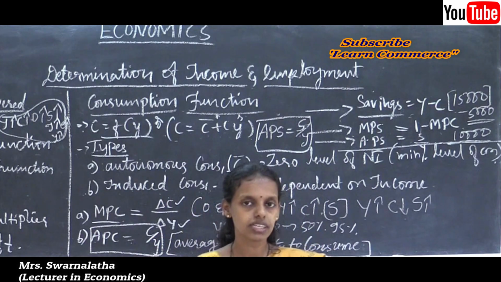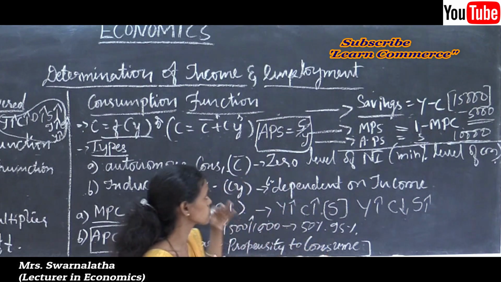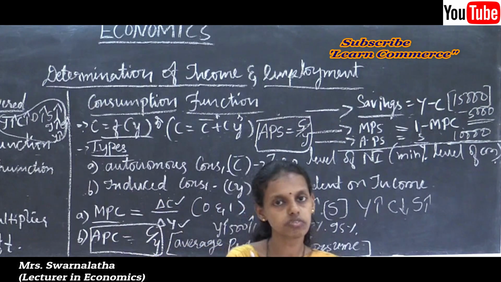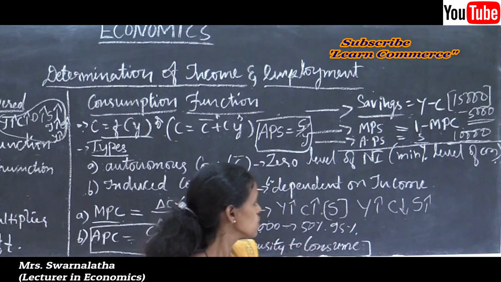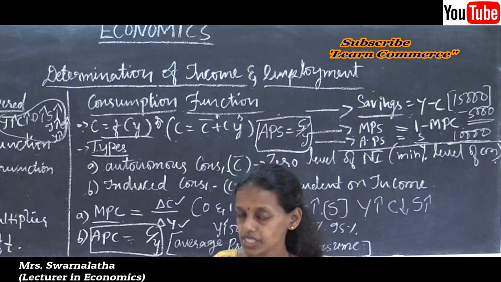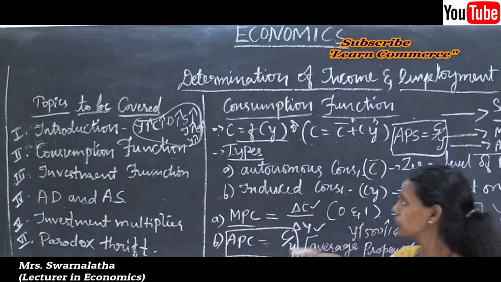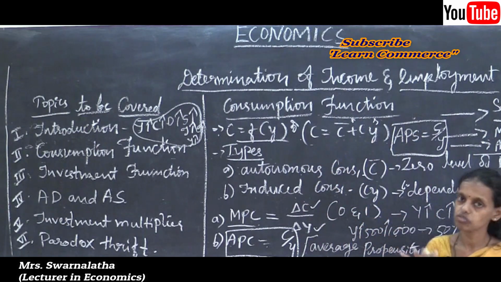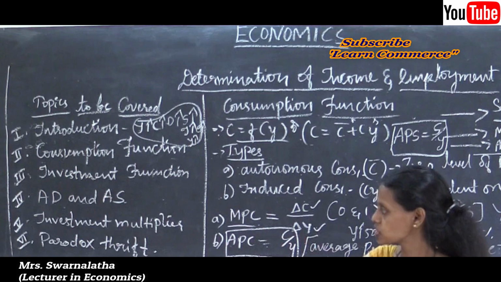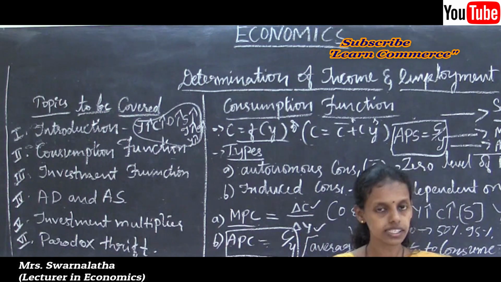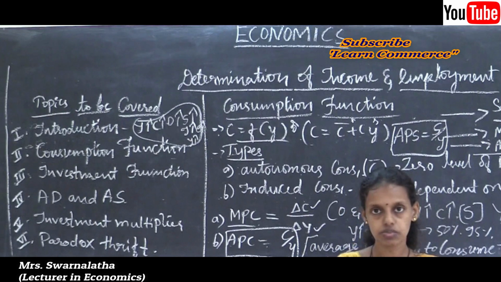For example, if your income is 10,000, 5,000 you are going to invest and 5,000 you are going to save. Average propensity to save is the average capacity of an individual to save for the future. These terms are very important for the further graphical representation of the consumption function, investment function and investment multiplier, even aggregate demand and aggregate supply concepts.